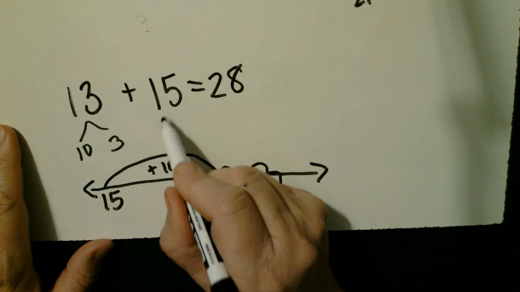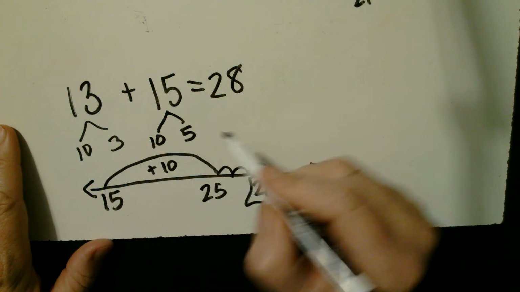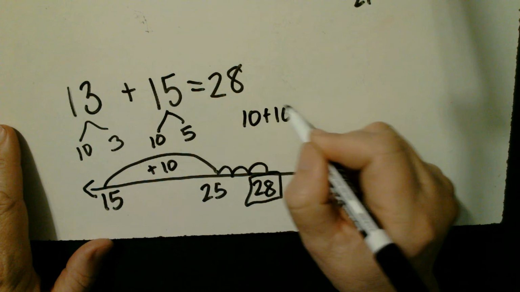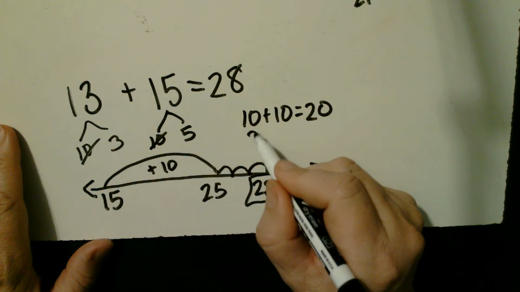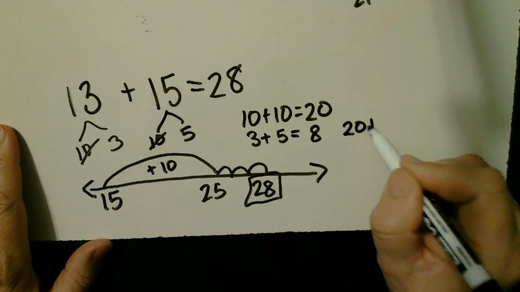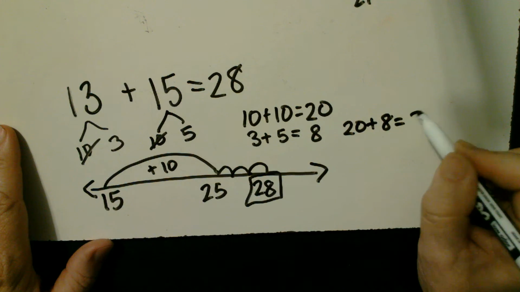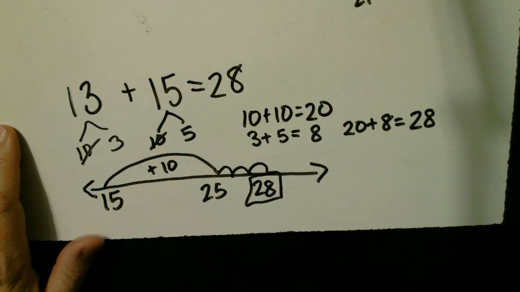I could keep going with my decomposing. If I can decompose Mrs. Jones's 15 into 10 and 5, now I have 10 and 10. 10 plus 10 equals 20. And 3 plus 5 equals 8. 20 plus 8 equals 28. That would work. So there's a lot of different strategies versus just counting by ones.